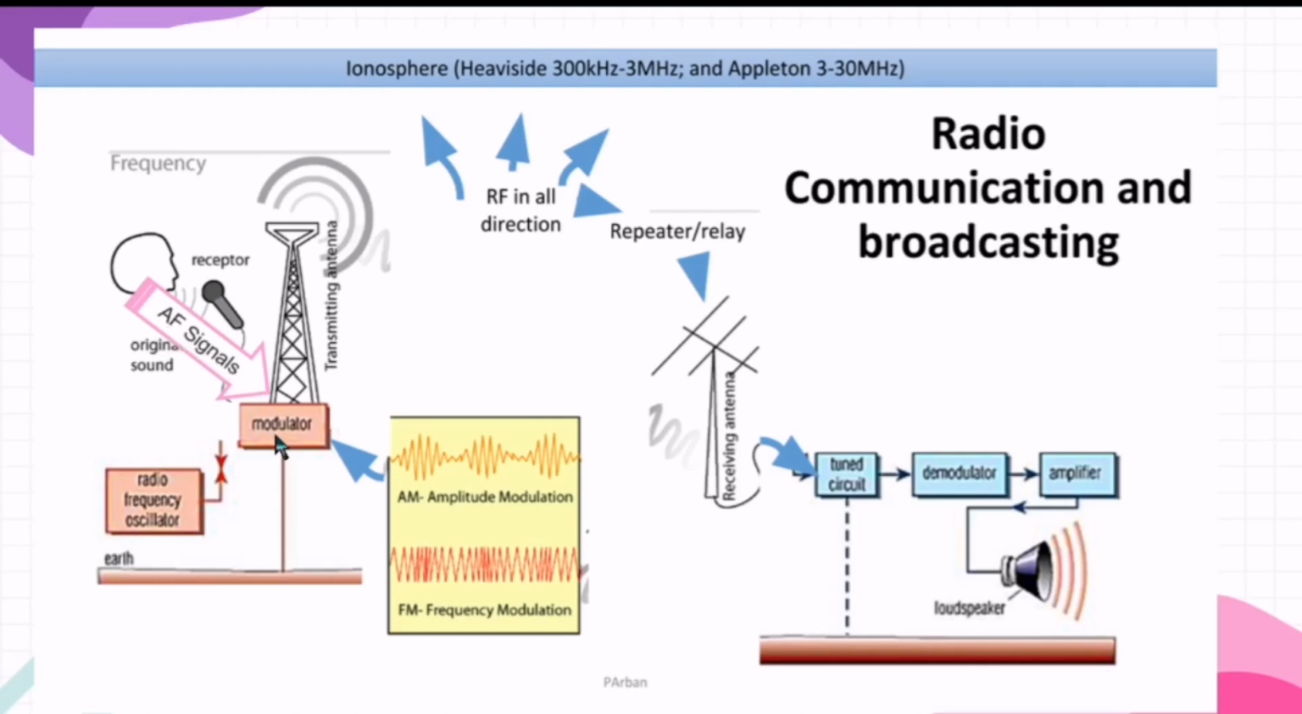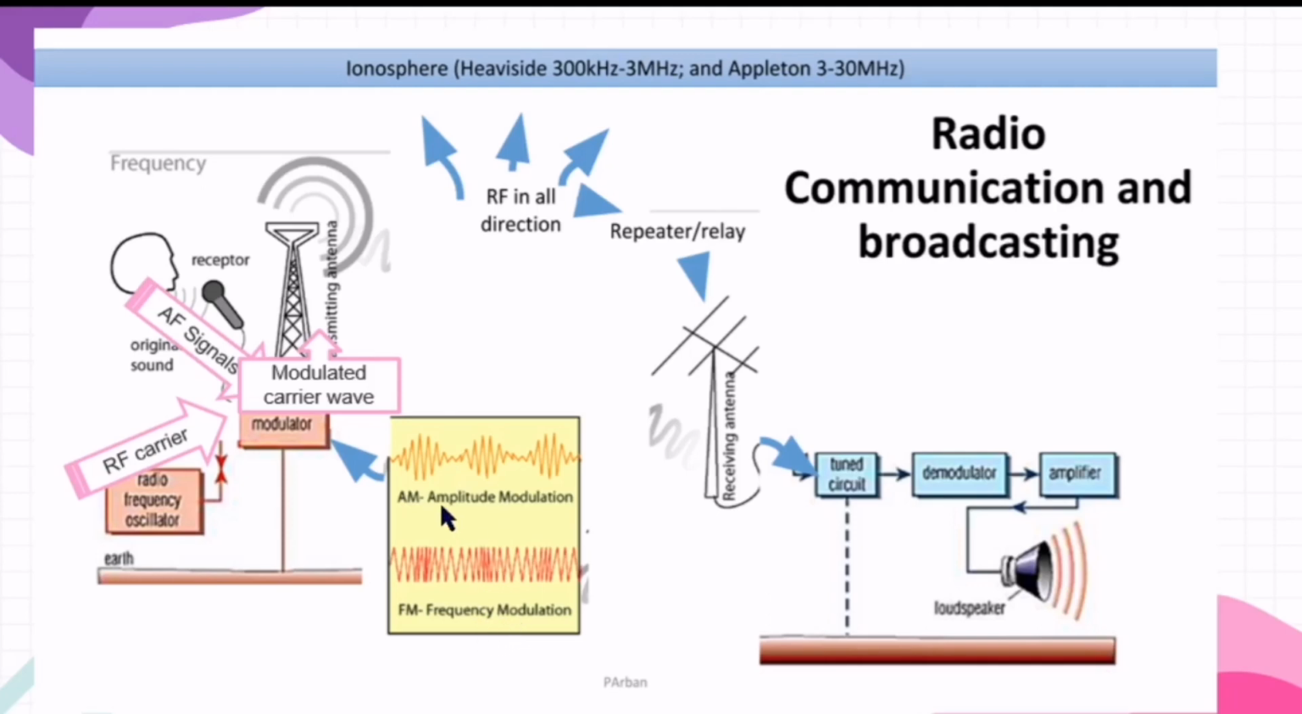And then afterwards, it will go to the modulator. At the same time, the radio frequency oscillator will produce a radio frequency carrier that will also go to the modulator. So the two of them go to the modulator at the same time, the AF signal and the radio frequency carrier. Now, what will happen to those two in the modulator? They will be transformed into a modulated carrier wave. Now, how are they transformed into a modulated carrier wave? It's either of two processes. We have amplitude modulation or frequency modulation.